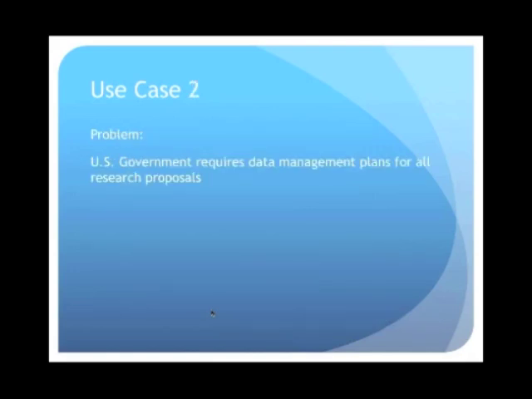Let's go on to the second use case and final one. The United States government has started requiring data management plans for all research proposals. It's just amazing how people are scrambling around trying to figure out what they mean by a data management plan, and it's pretty detailed. Okay? And you can't get any money from the government without it.